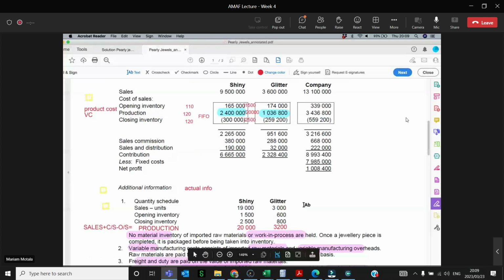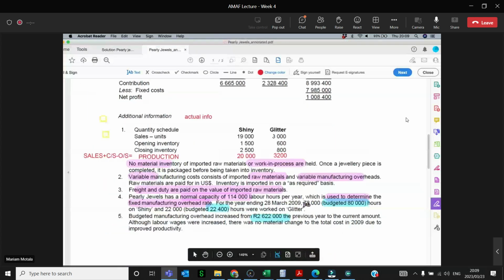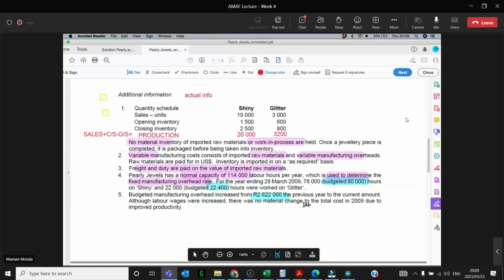You've come up with your production number of units. Now, looking at the read, which shouldn't have taken you more than 5 minutes, no material inventory of imported raw materials or work in process are held.